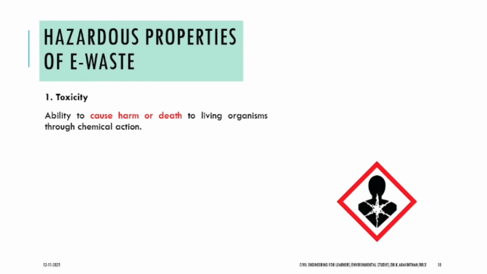Now, the next topic is the hazardous properties of e-waste. Danger is related to hazardous. Why? In the sense that it can even kill people. If certain chemicals and certain products can kill people, then it is called hazardous. Hazardous waste has 7 characteristics. The first is toxicity. Toxin, in the sense that if you consume it, the toxic element will create harm to you.